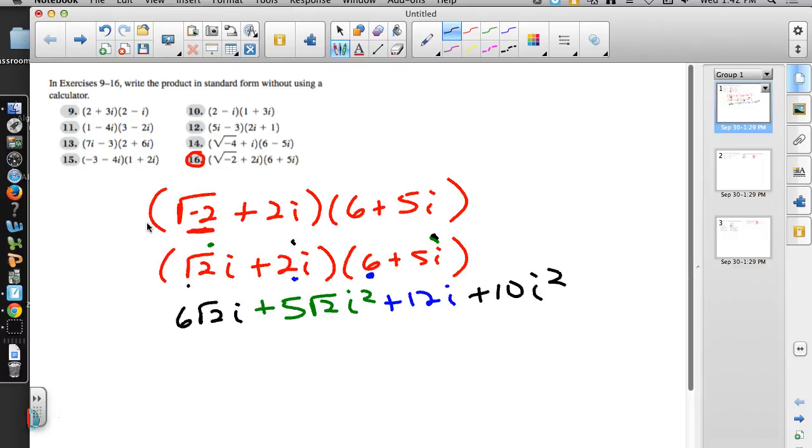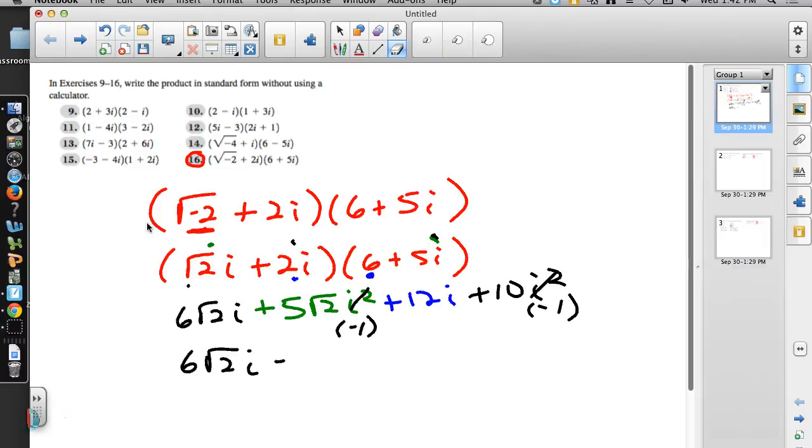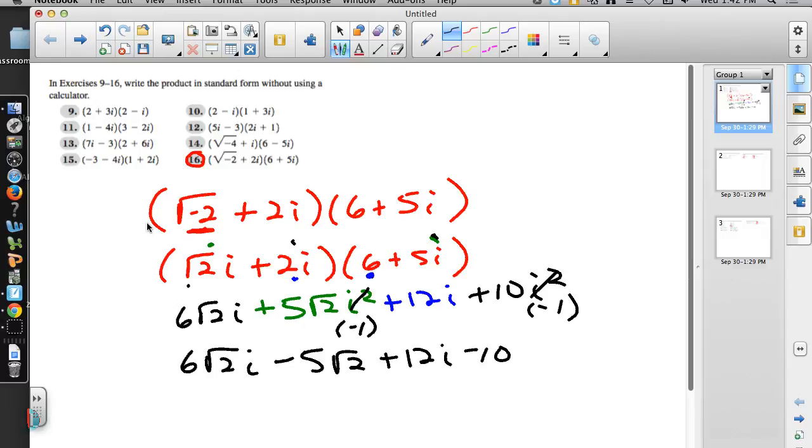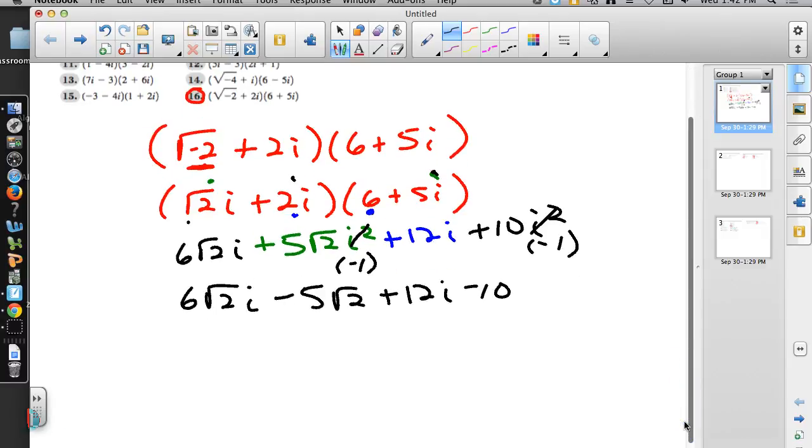So now we have things to simplify here, because what we need to do is make sure that those i squareds become -1. So we'll go back and make those a -1. And that will give us 6 square roots of 2i minus 5 square roots of 2. Notice that one doesn't have any more i in it because it had i squared, which was -1, plus 12i, and then minus 10.